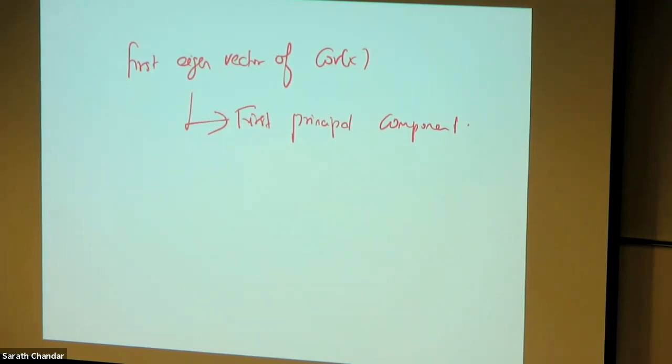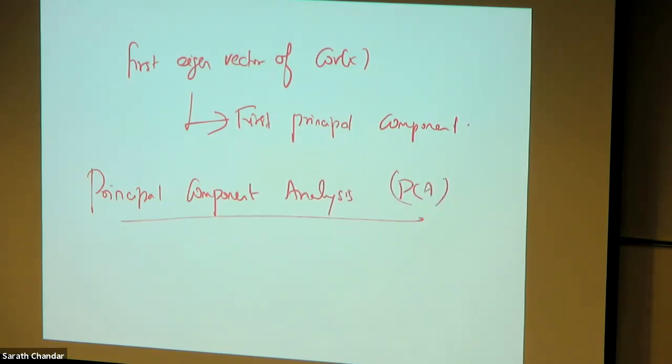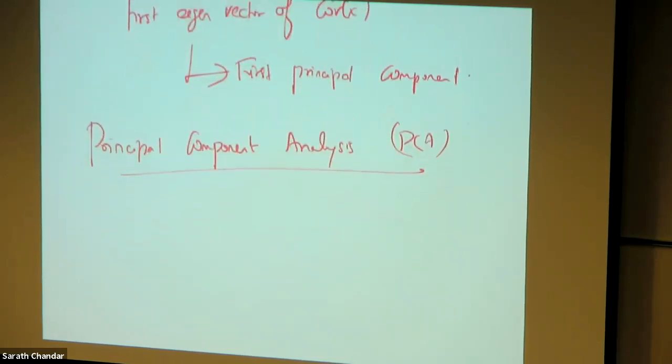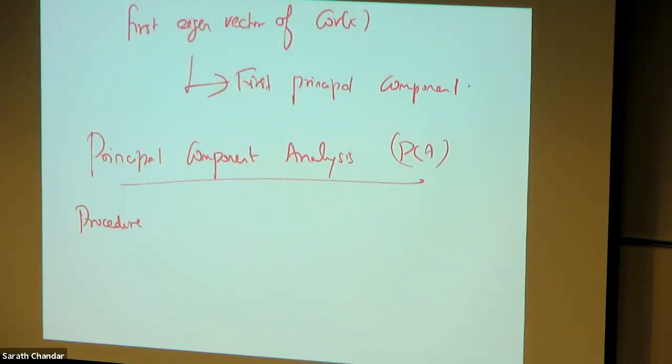Now I can generalize this derivation. If I want to project my data into k dimensions instead of just one dimension, all I have to do is pick my first k principal components. Is that clear? So this idea of using the principal components to project your data is called principal component analysis, or PCA. Here is the general procedure for PCA. Maybe I'll write it on the next page.